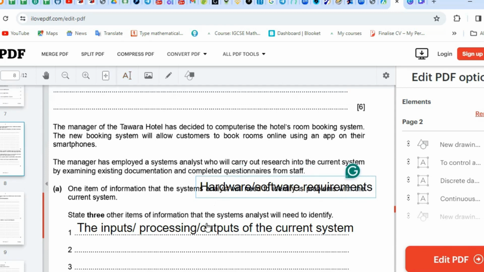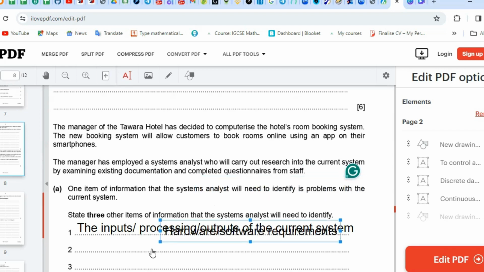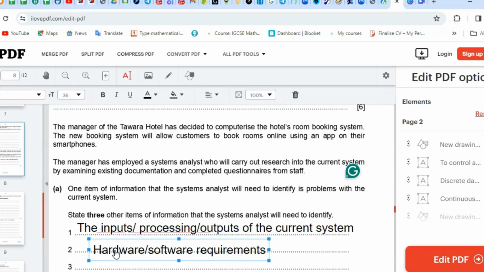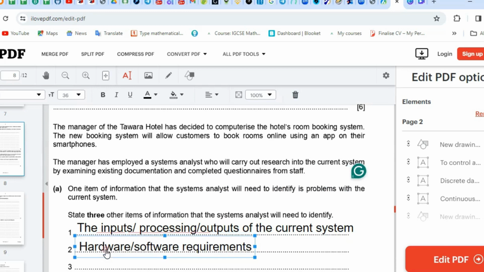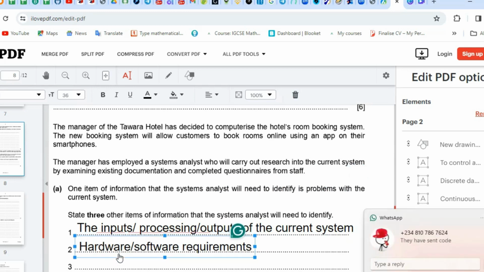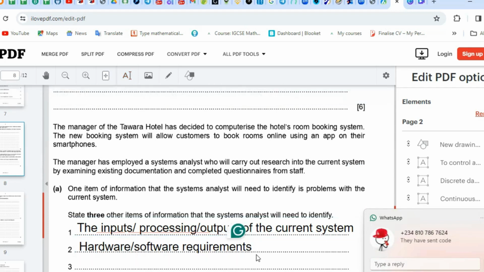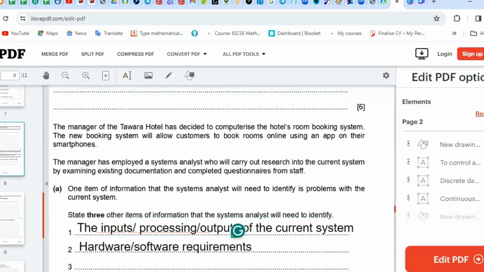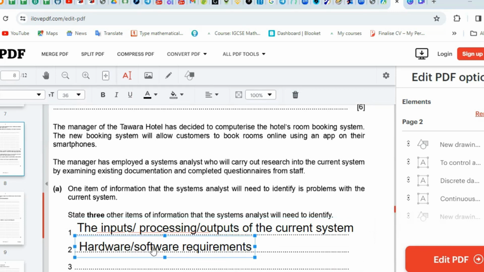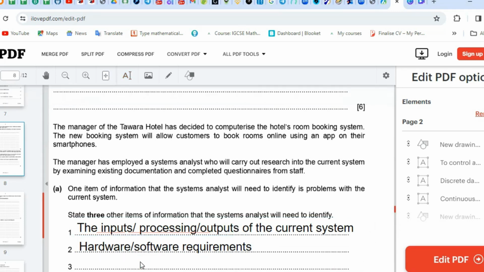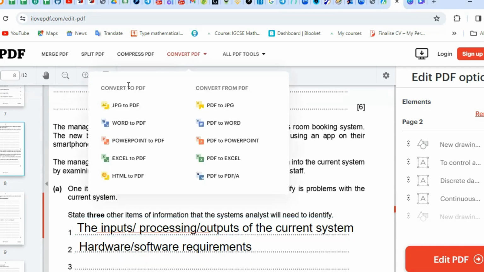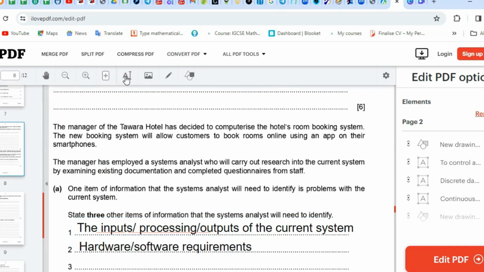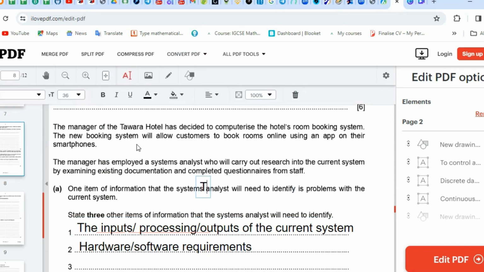And the third one is what? Who can tell us the third one? We said number one is the inputs, processing, output of the current system, then hardware and software requirements. Then number three is what? The user requirements for the new system. That's the third one.